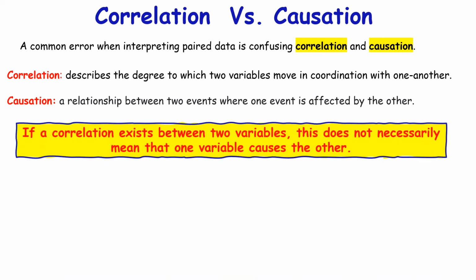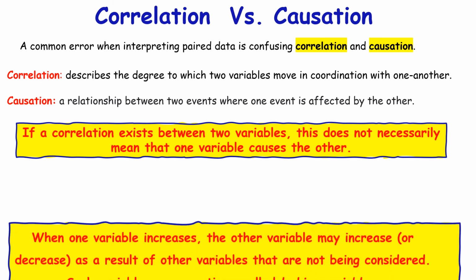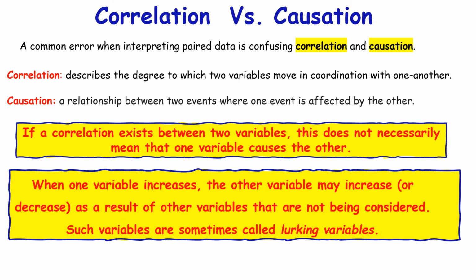So if a correlation exists between two variables, this does not necessarily mean that one variable causes the other one. When one variable increases, the other variable may increase or decrease as a result of other variables that are not considered. Such variables are sometimes called lurking variables, and so sometimes there is a correlation within a relationship, but one doesn't cause the other one to happen. So let's look at some examples, and so you can see how we can relate this to some real life situations here.